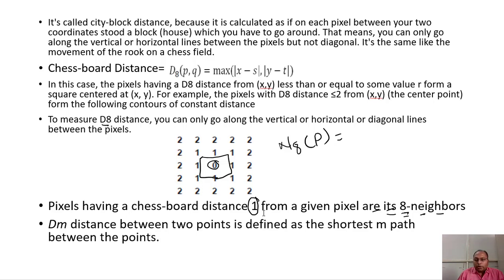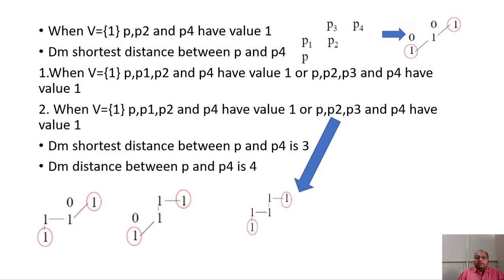Now let us calculate the distances between the different pixels. We are going to find out the shortest path between the pixels. Dm stands for the distance between 2 points and is defined as the shortest m-path between the points. Dm is the distance between the 2 points, and m is the shortest path between the 2 points. Let us discuss that in the next slide.